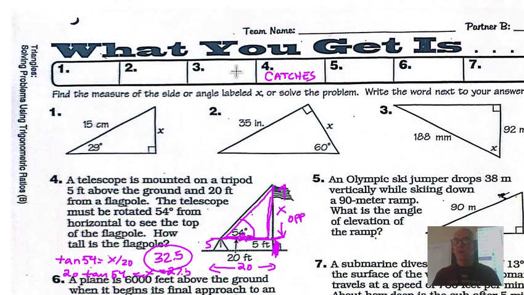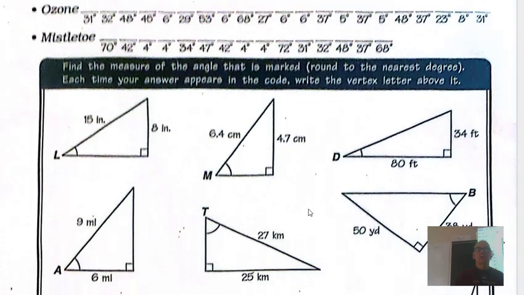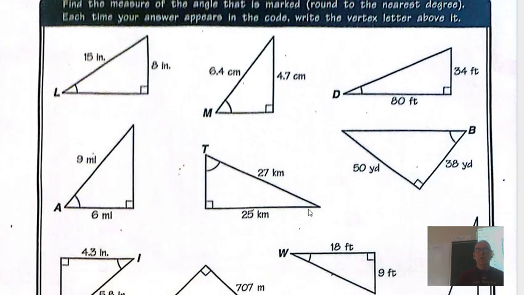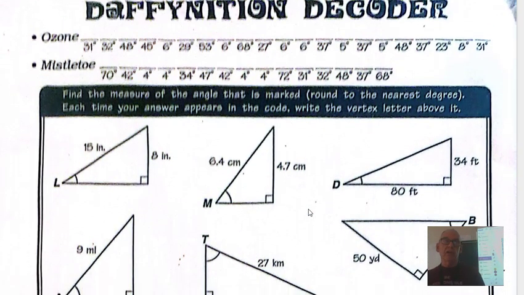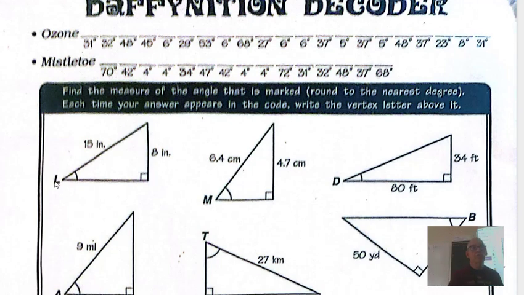So let's see what the coding is on this one. Find the measure, write the word next to your answer. So number 4 goes with catches. When you finish this, this should spell out an answer that makes sense. So whatever this word order comes out to be, it should make sense. If it doesn't make sense, the word that seems to be out of order is probably a problem you should go back and redo because you've messed something up on it.